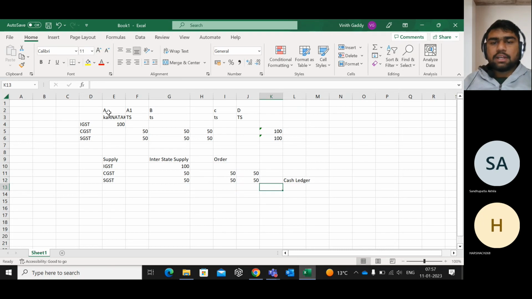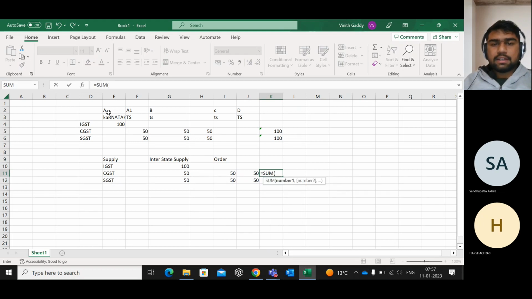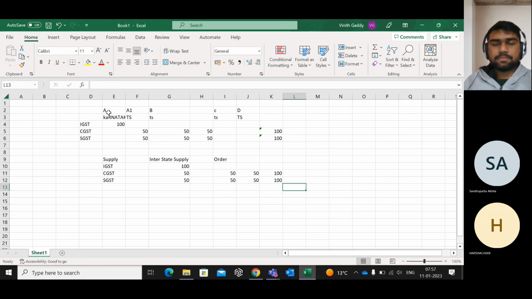ఇప్పుడు మొత్తం మన లయబిలిటీ ఎంత? 100. మొత్తం మనం ఎంత డిశ్చార్జ్ చేసినాం త్రూ ఐటీసీ? 100. అప్పుడు నీకు క్యాష్ లెడ్జర్ తోటి కట్టాల్సిన అవసరం లేదు, ఎందుకంటే ఈ 100 రూపీస్ మొత్తం డిశ్చార్జ్ చేసేశాం.